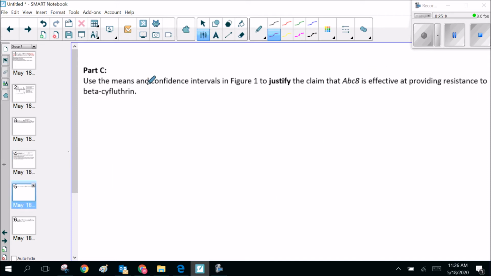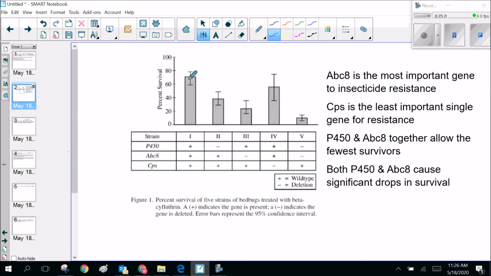And part C, using the means and confidence intervals in figure 1, we're going to justify the claim that ABC8 is effective at providing resistance to beta-cyfluthrin. Okay, so using the means and confidence intervals. Now when I talked to you about this before, we've already gone over this, the means and confidence intervals are going to show us whether or not results are significant. And we said that ABC8 is the most important gene to insecticide resistance.